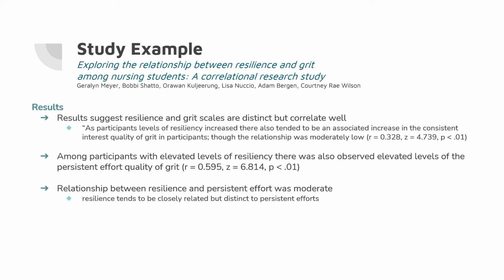So a weak positive correlation falls within the range of 0.1 to 0.3. In this case, the r value of 0.328 denotes a weakly positive correlation of how resilience correlates to grit. Conversely, the correlation of grit to resilience has an r value of 0.595, a moderately positive correlation.